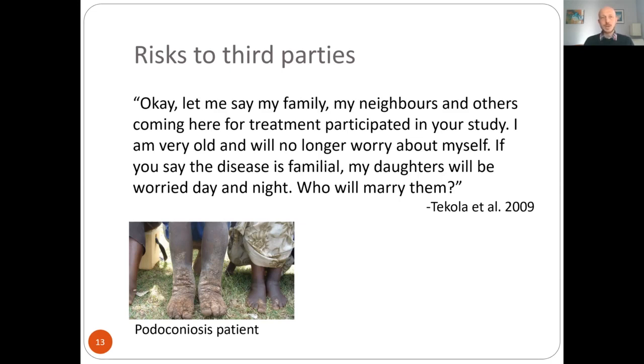In particular, people in the communities where Tikola and colleagues conducted their interviews raised concerns about what would happen if the research suggested a genetic link. So this respondent said, "Okay, let me say my family, my neighbors, and others coming here for treatment participated in your study. I am very old and will no longer worry about myself. If you say the disease is familial, my daughters will be worried day and night. Who will marry them?" So interestingly, here also, because of the potential for stigma to affect the whole family, there was also some support for having consent to the research for more than just the affected participant.